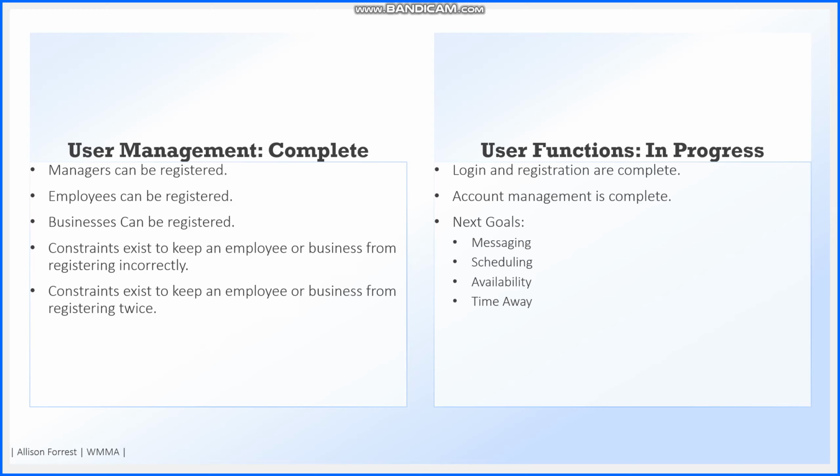And additionally, the user functions are in progress. So as I mentioned earlier, I already have the login and the registration complete. And then account management, where you can view account details and such, changing things like business hours for a manager, has already been completed. And the next goals that I'm going to be focusing on primarily are messaging, scheduling, availability, and time away. And then the GUI, of course, the graphical user interface, will come much later after these things have been completed.